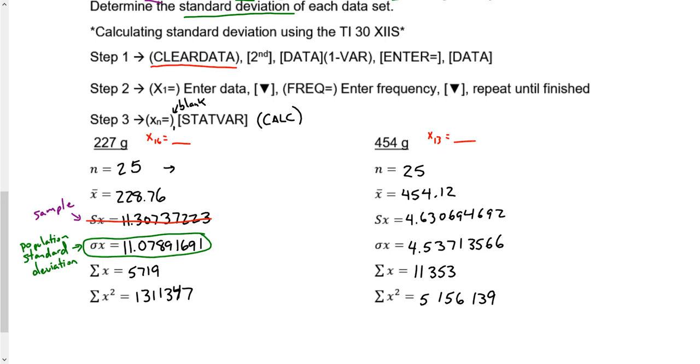So again, even though this is a standard deviation, it is not the standard deviation that we want. It's the standard deviation of a sample. We're taking the standard deviation of all of our values, which means that we need to take the standard deviation of this population.